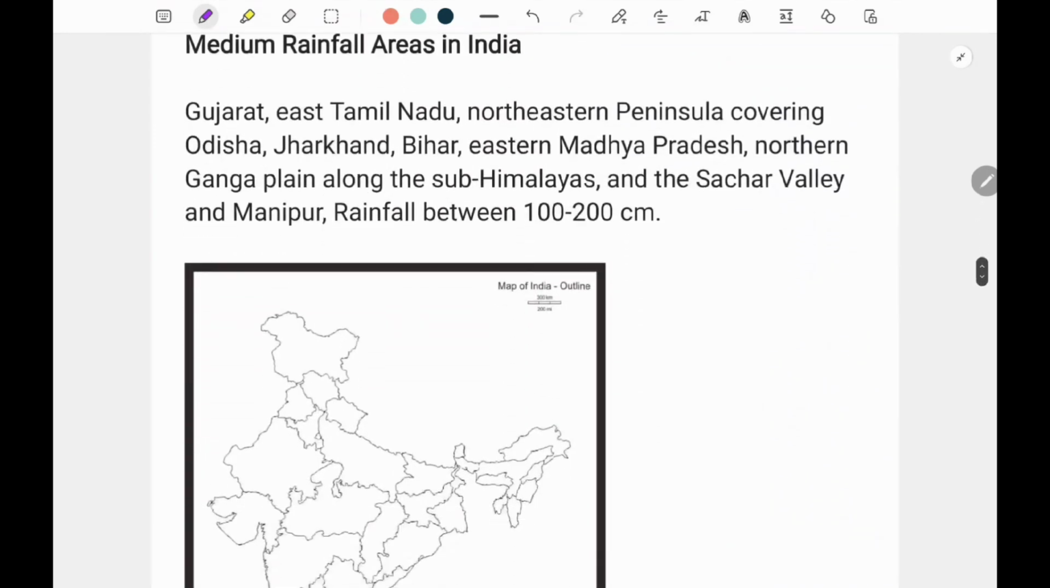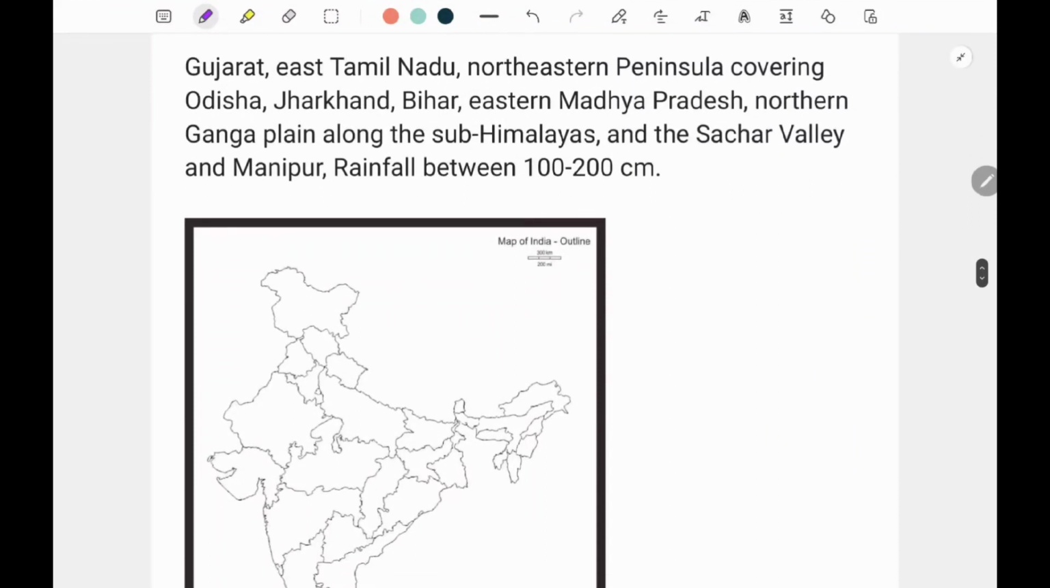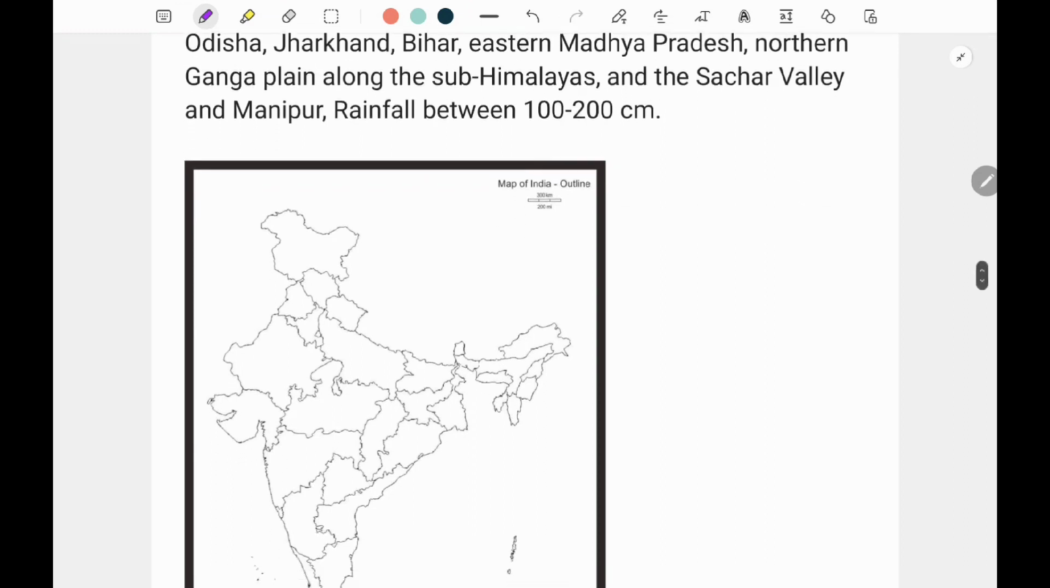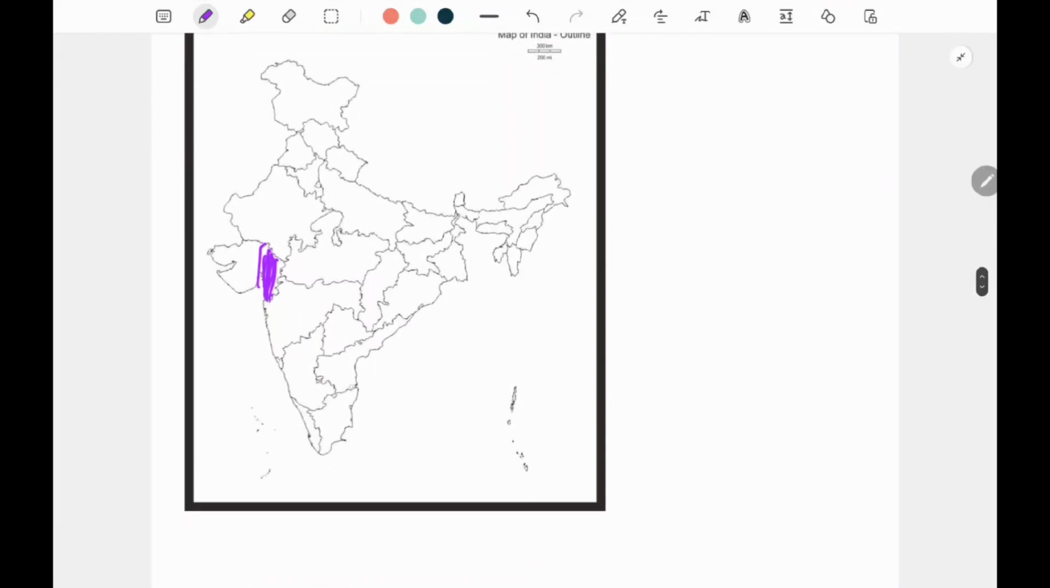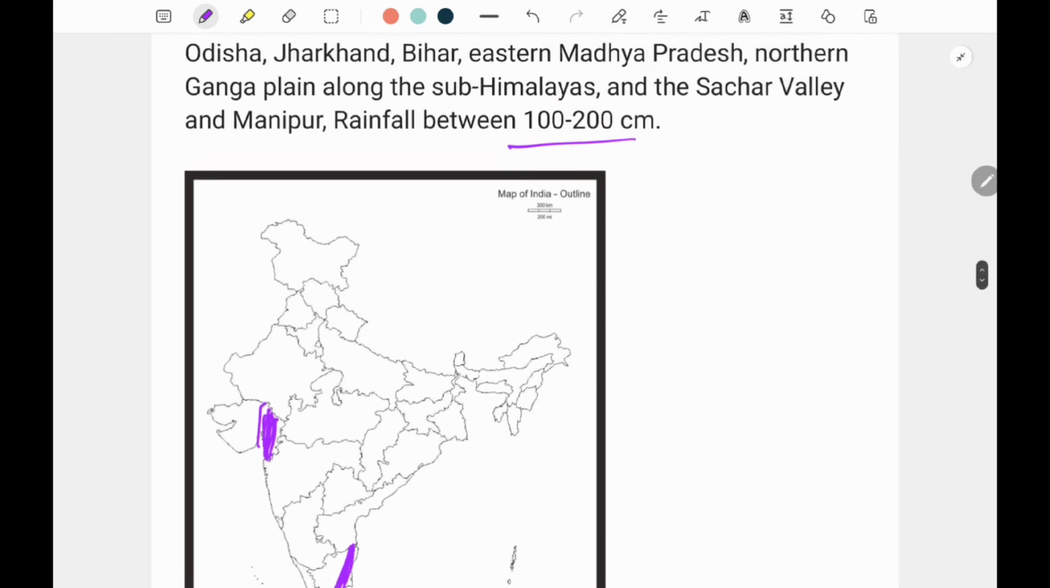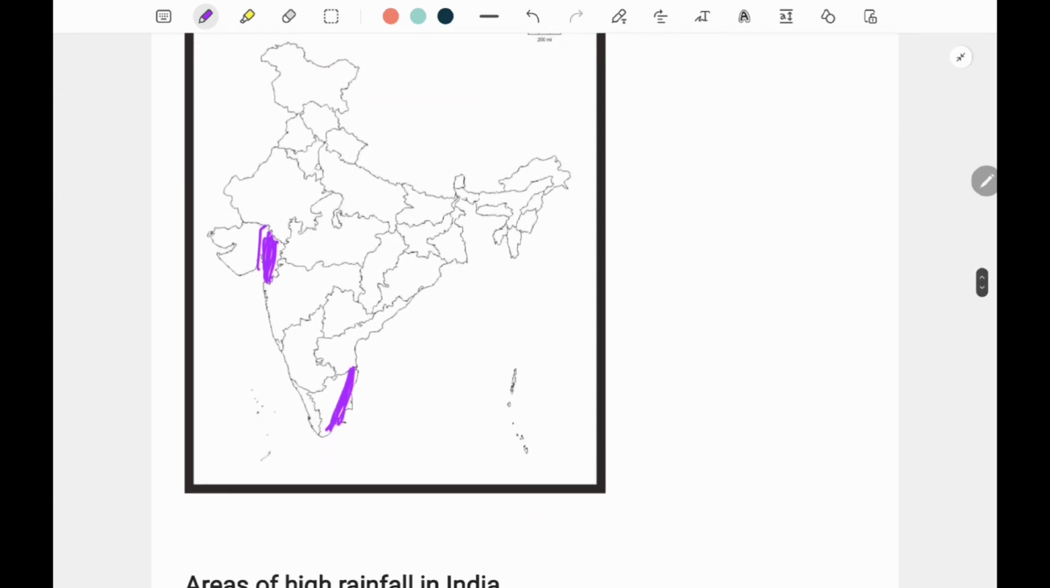Medium rainfall: Gujarat, East Tamil Nadu, northeastern peninsula covering Odisha, Jharkhand, Bihar, eastern Madhya Pradesh, northern Ganga plain, along the sub-Himalayas and Cachar Valley and Manipur. So they receive 100 to 200. Gujarat means the eastern part where the wind will be available and moisture will be carried by the winds and they will flow over Gujarat. East Tamil Nadu, so Tamil Nadu will receive most of its rainfall in the November-December months. Please comment down the answer why Tamil Nadu receives most of its rainfall in the winter season, not in the summer season.